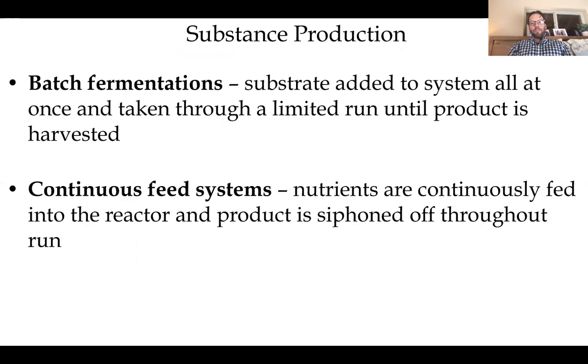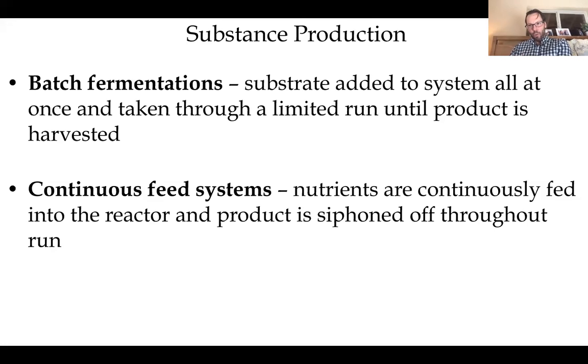There are two different kinds of ways in which industry can get these products. One is a batch fermentation. So you add your substrate, let's say it's just sugar, for instance. You add it to the fermenter or the bioreactor, and you go through a limited time process until you get as much product as you can or want, and then you're done. And then you remove everything out of that bioreactor or that fermenter, and you clean it out and you start over again.